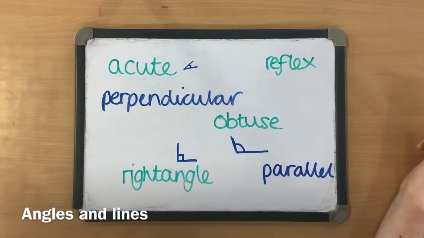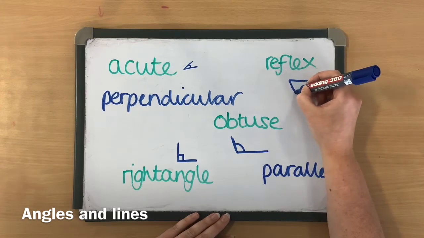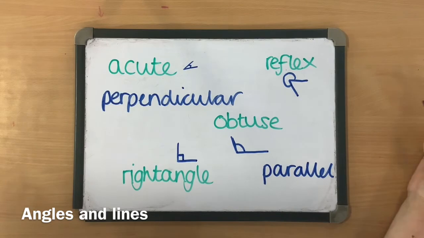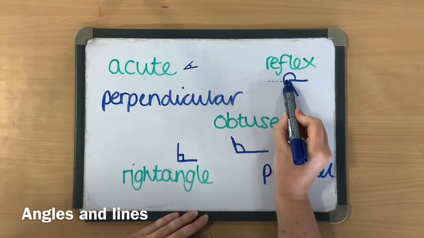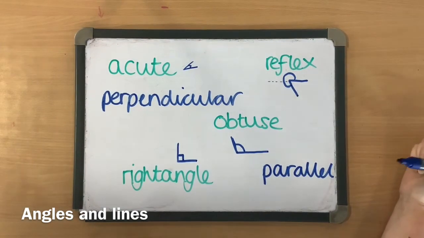Okay, and a reflex angle would be something like this, where the angle is bigger than 180 degrees, which is a straight line. Okay, so if I have my straight line here, it's bigger than that.